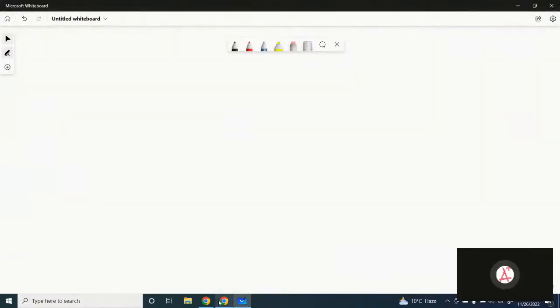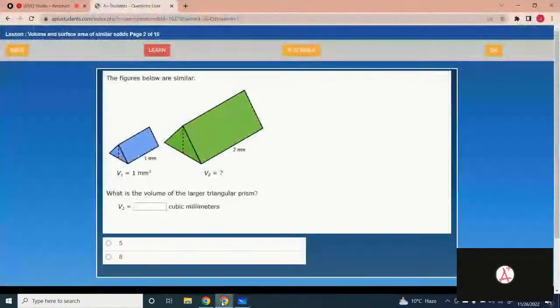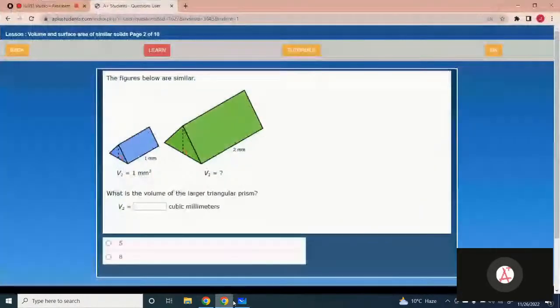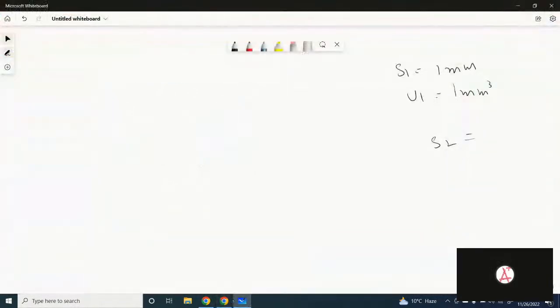The length of the side in the smaller one is S1 equals 1 millimeter, and the volume of figure one is 1 millimeter cube. Okay, so for the second it would be 2 mm, and you have to find the volume. Whenever you are working on volumes, you have to cube the length of the sides.